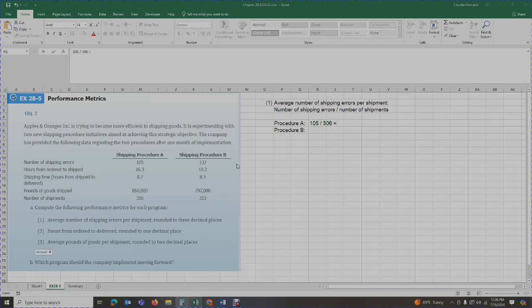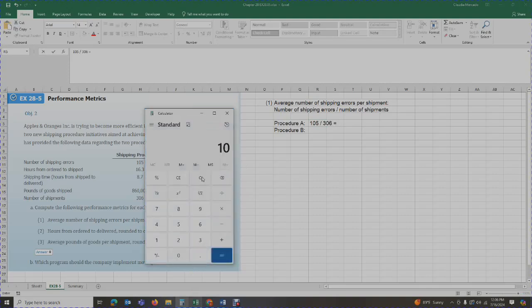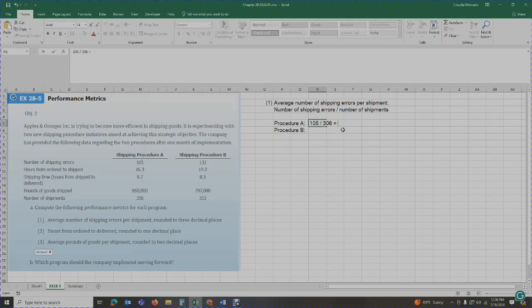So let's get our calculator out. 105 errors divided by 306 shipments. That gives us 0.343 error per shipment. To 3 decimal places, it'll be 0.343 error per shipment.